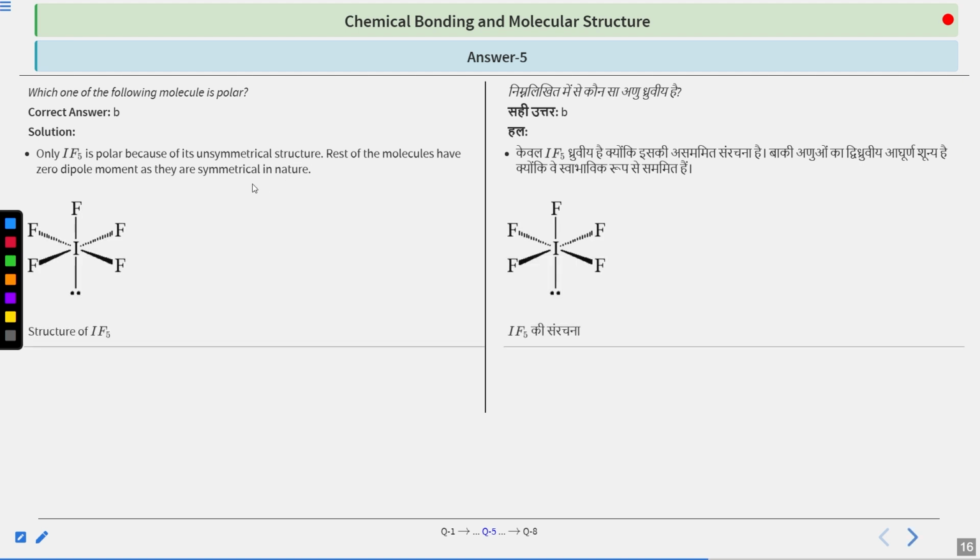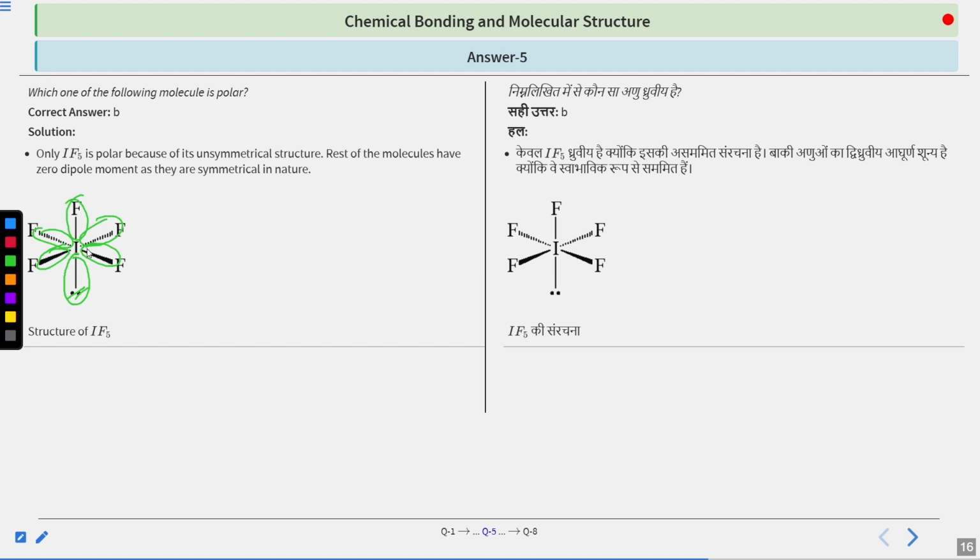So this is the structure of your IF5, right? Let us see how it is unsymmetrical. This bond dipole moment is cancelled by this bond. Similarly, this bond dipole moment is cancelled by this bond. But this one creates a dipole which is different from the dipole along the lone pair. Now this creates a net dipole, and as a result, this molecule is polar. Clear? So what is the minimum requirement for a molecule to be polar? That it should not have a zero dipole moment.